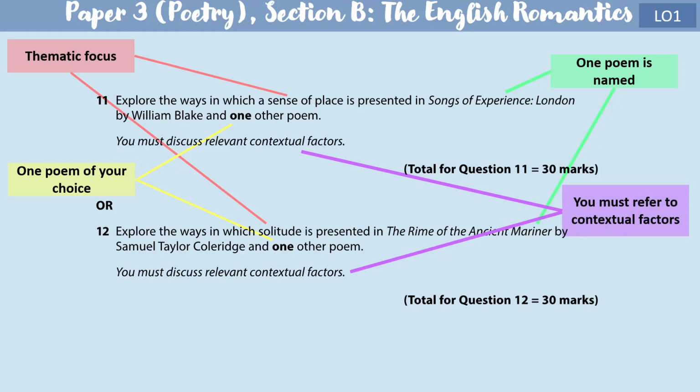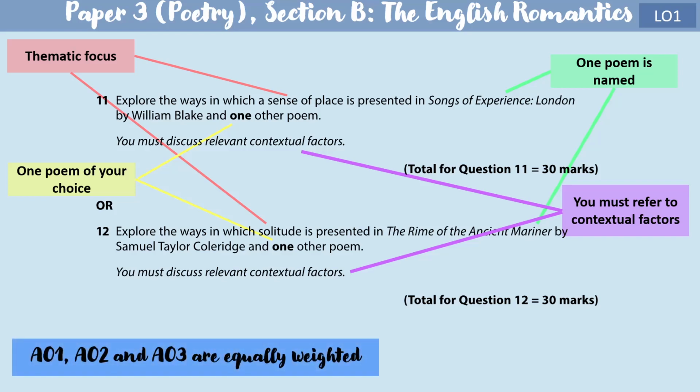And then we have a little reminder from the example that we must refer to contextual factors in our answer. So we've got to talk about the historical relevance, the political relevance. We might briefly touch on biographical evidence with these poems too. But ultimately, what I would like to encourage you to do is to talk about the wider Romantic movement. And AO1, AO2 and AO3 are all equally weighted for this.